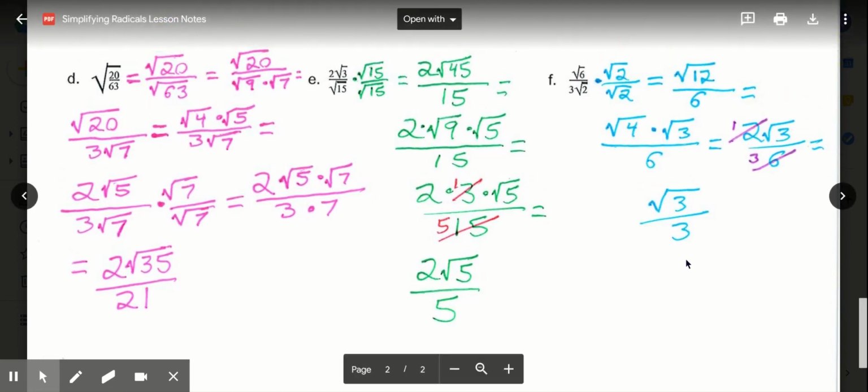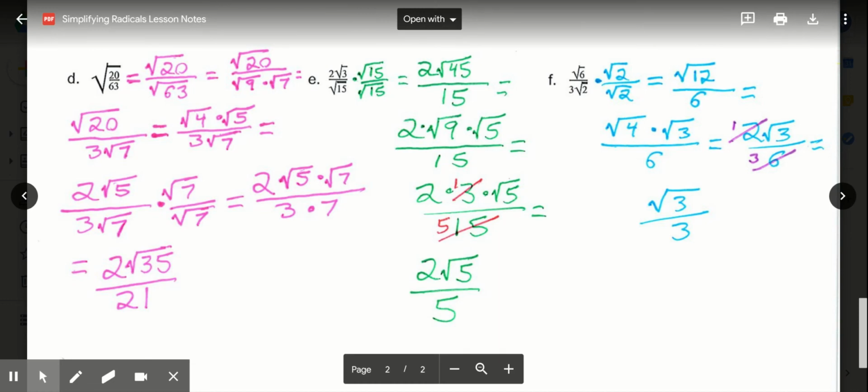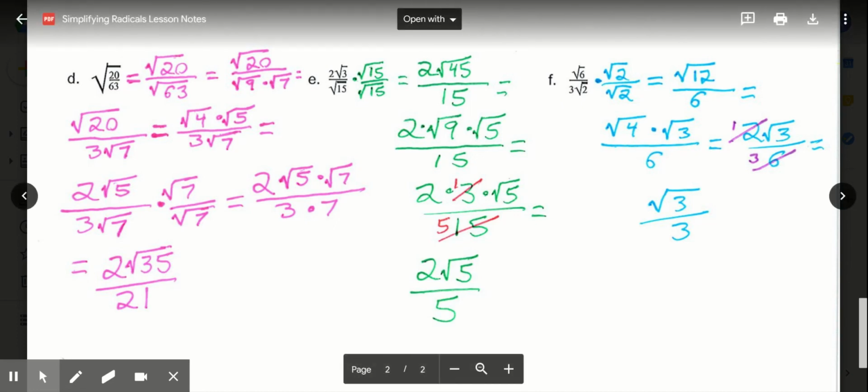And then our last example, F, we have square root of 6 over 3 square root of 2. So we're going to multiply top and bottom by square root of 2, and we get the square root of 12 over 6. Because on bottom, square root of 2 times square root of 2 is 2. 2 times 3 is 6. Then factor the top. Square root of 4 times square root of 3 becomes 2 square root of 3 over 6. 2 and 6 can be simplified to 1 over 3. So our final answer would just be the square root of 3 over 3.